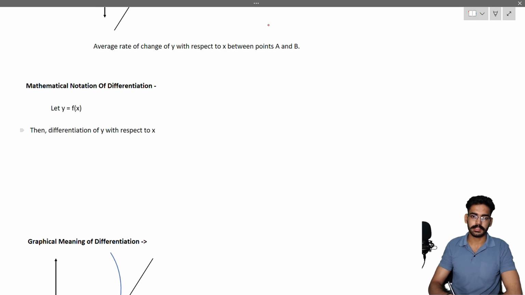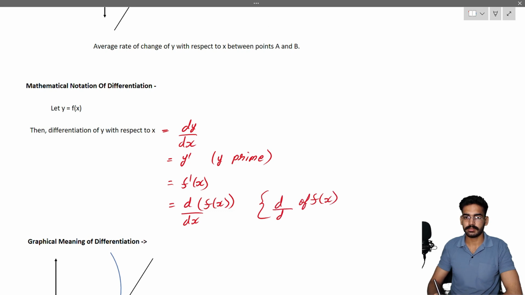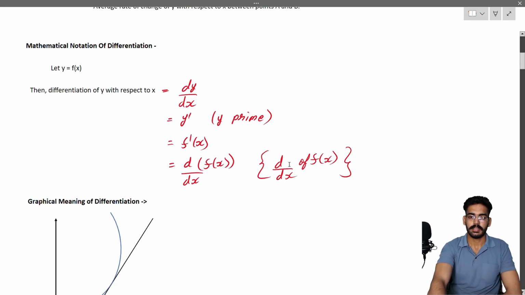Now differentiation of y with respect to x, we denote by dy by dx. What is dy by dx? We're going to define it, just have some patience. We denote it y dash also, we read it y prime. We denote it by f dash x. f(x) is the function, and its differentiation is f dash x. Or we denote it d by dx of f(x). This we can say is differentiation of f(x) with respect to x, d by dx of f(x). This is how we denote it.